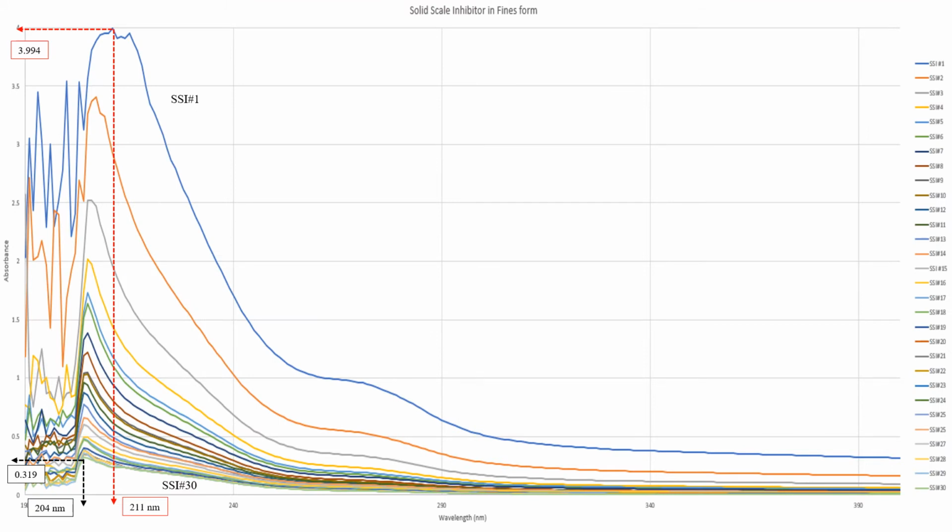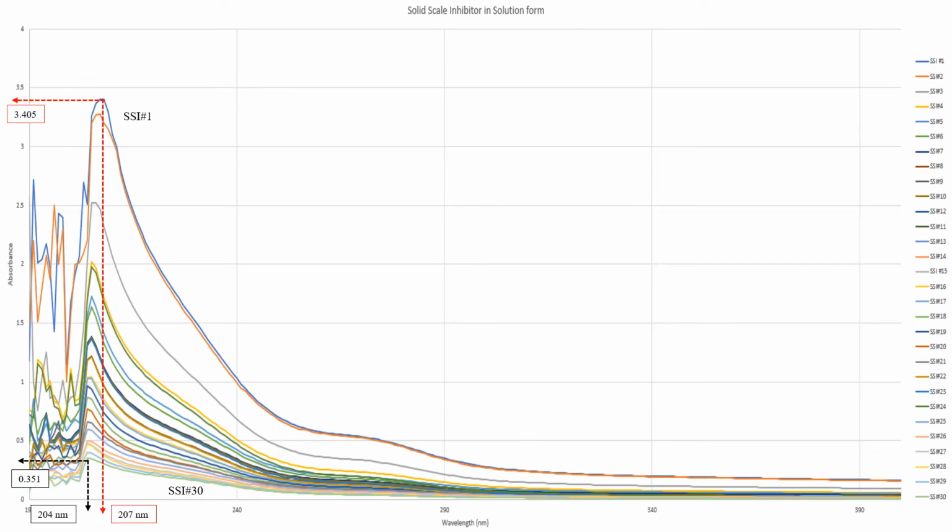As we can see here is the absorbance versus wavelength graph, and this is the distribution of each type of sample, with each vial for that sample. And this graph is for the solid scale inhibitor in fine form. We can see here the highest peak of the absorbance achieved is 3.994, which is the first vial, and it dropped to 0.319, which is the last vial.